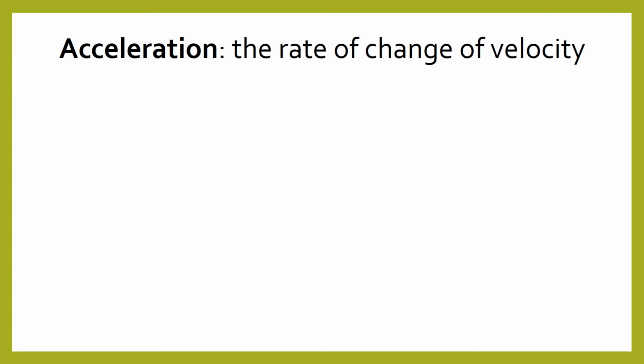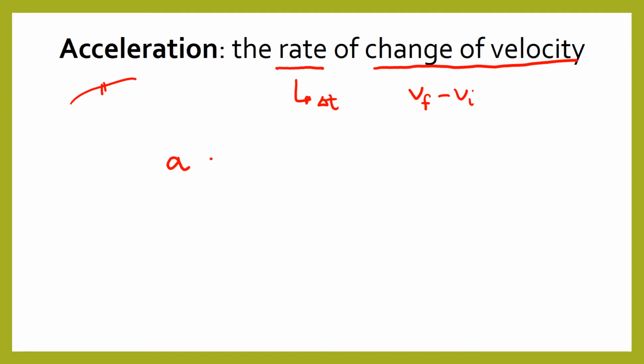Now, acceleration is defined to be the rate of change of velocity. So when we talk about rate, time is always in the picture. And when we say change in velocity, that means Vf, or final velocity, minus initial velocity. So we could say acceleration, which is A, is just equal to change in velocity, that is Vf minus Vi, divided by time.